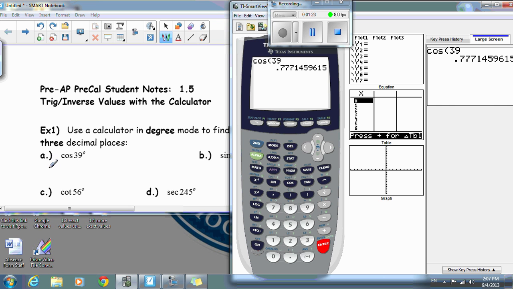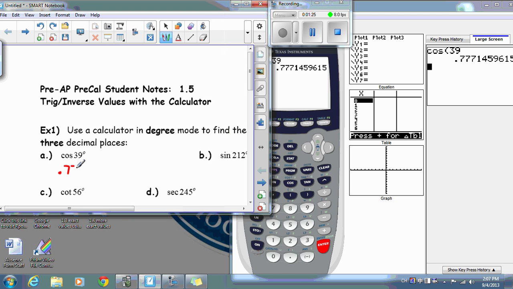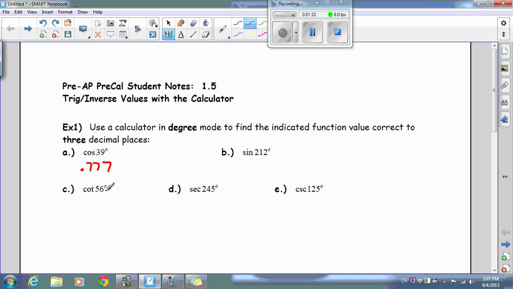Cosine 39 degrees is, for example, 0.777. You will do the same thing for the sine of 102. However, for the cotangent of 56 degrees, there's no button saying cotangent. So you have to remember, cotangent is 1 over the tangent. So you will do 1 over tangent of 56 degrees, and you should get the answer. Same thing here, 1 over, instead of tangent, this time is cosine of 245. This will be 1 over the sine of 125.